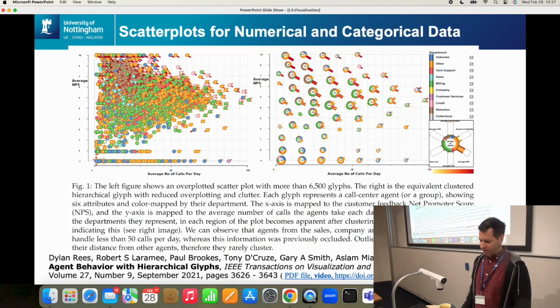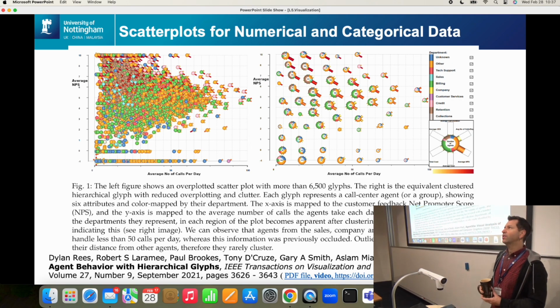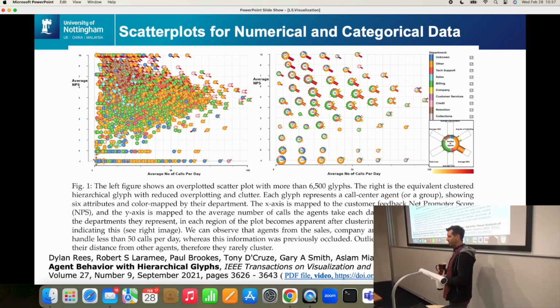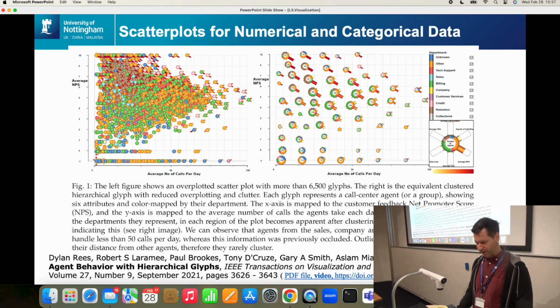We could use something called scatter plots for numerical and categorical data. Remember, this was one of those charts found in the correlation category. If we're trying to understand the relationship between two or more variates, we can use scatter plots. These are some examples of scatter plots. These are kind of special scatter plots though, because they're using glyphs. Here's an overplotted scatter plot, and here's the same scatter plot, but now grouping the data items into hierarchical glyphs.